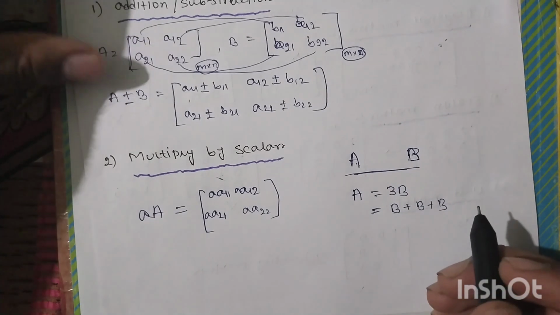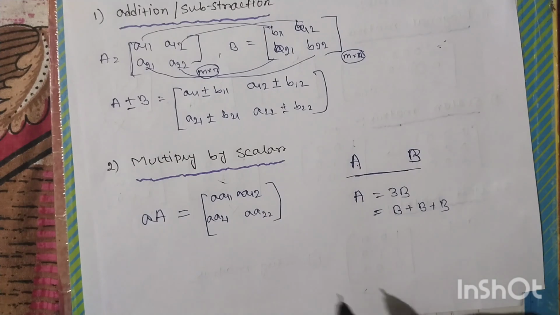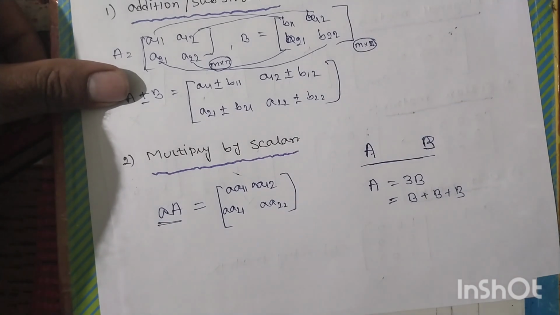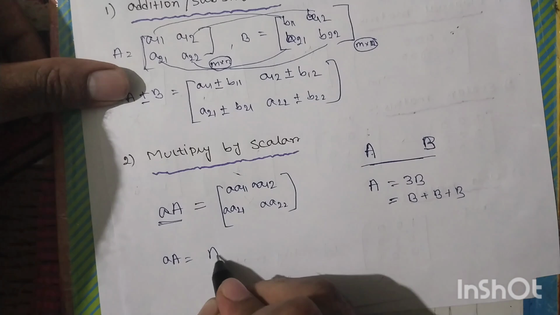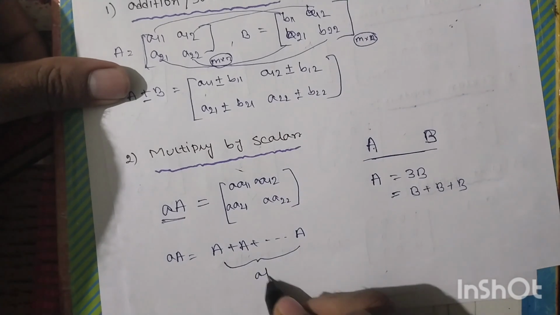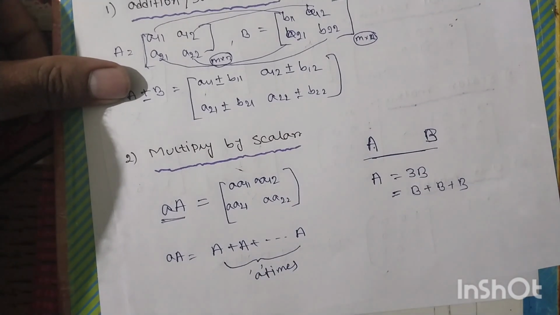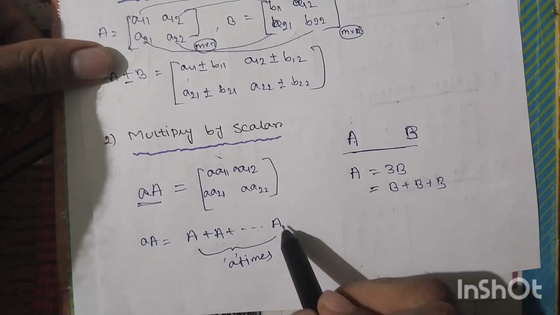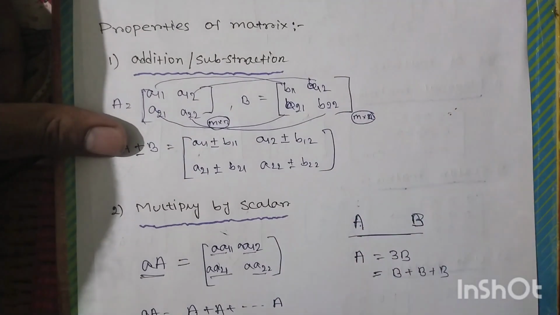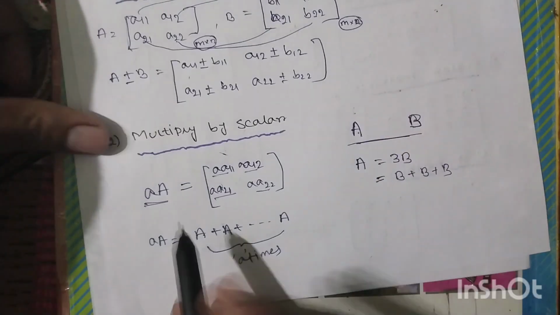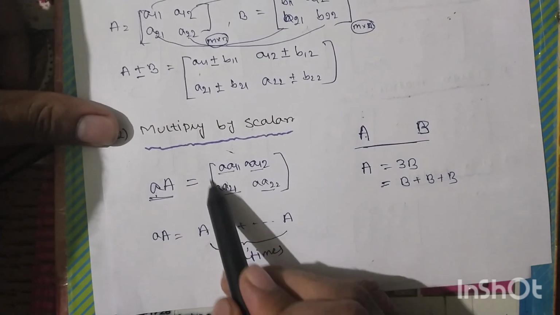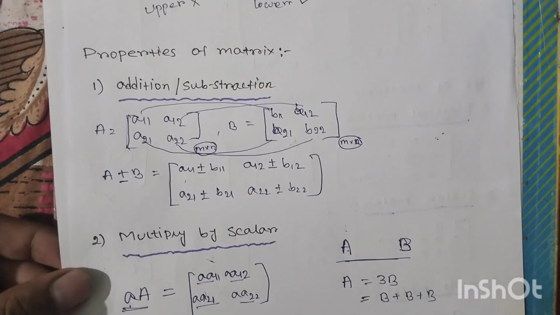In the case of a matrix, small a times A means we can write it as A plus A plus A, a times. So if you add A, a times, then you can get this term, just like addition works in the previous case. So multiplication of a scalar with a matrix should be performed in this way. This is multiplication by a scalar.